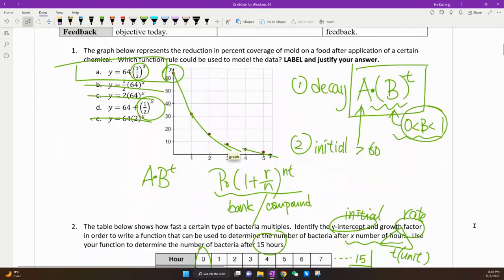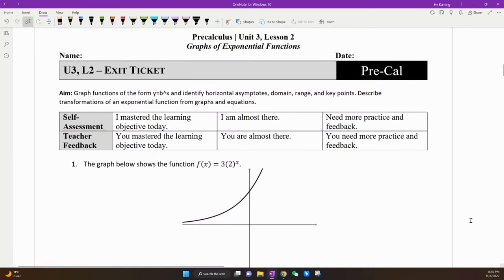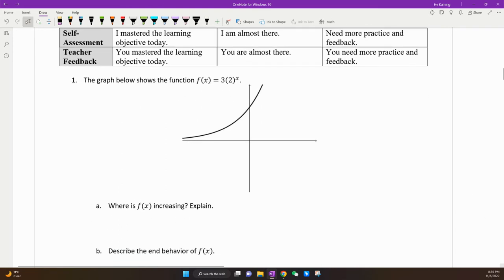Unit 3, lesson 1 exit ticket. So let's take a look at lesson 2. Now in here, lesson 2, we did a recap last Friday, and also we did it on the exact day when we were teaching lesson 2. So let's take a look at this one. Okay, our graph looks like this, like a very normal airplane taking off shape. So we know that this is definitely going to be an exponential growth.